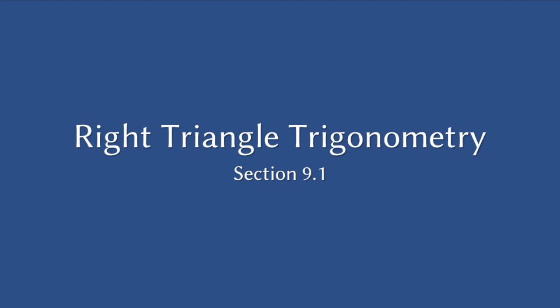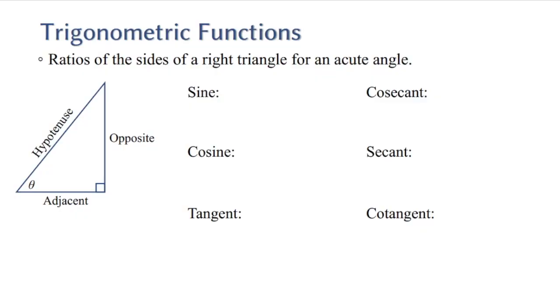Section 9.1, Right Triangle Trigonometry. In this section, we'll be looking at the trigonometric functions of right triangles. As a review, the trigonometric functions are basically functions that are equal to ratios of sides of a right triangle based on an acute angle.